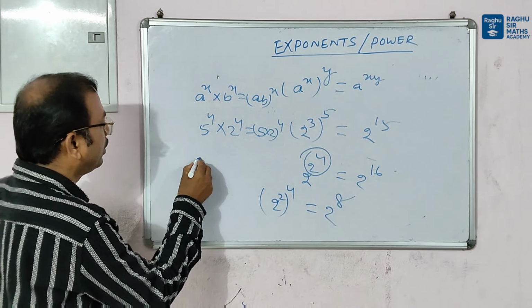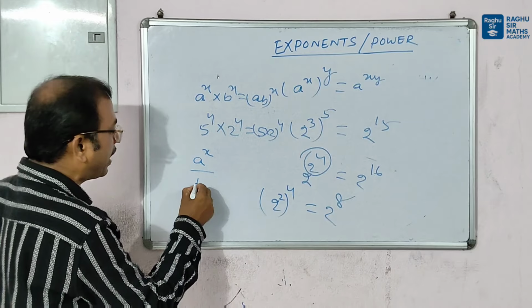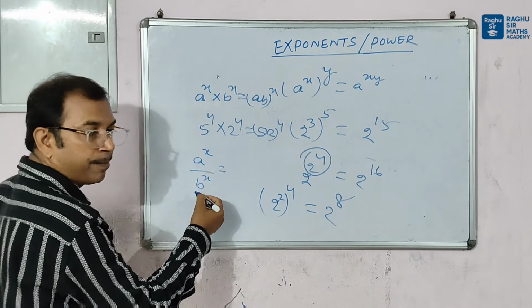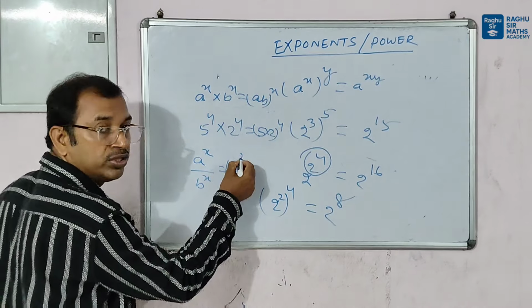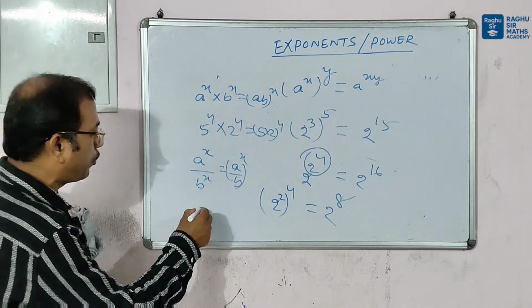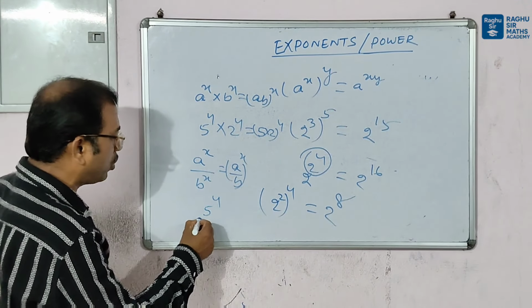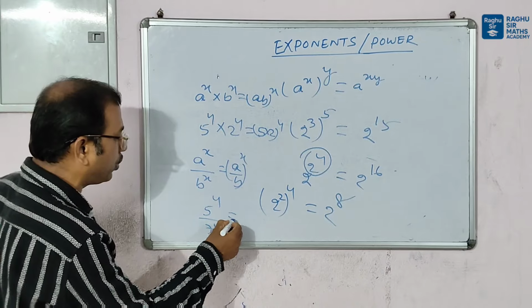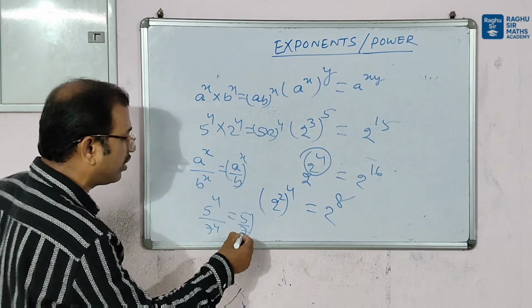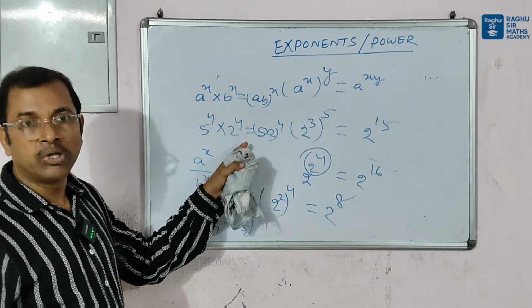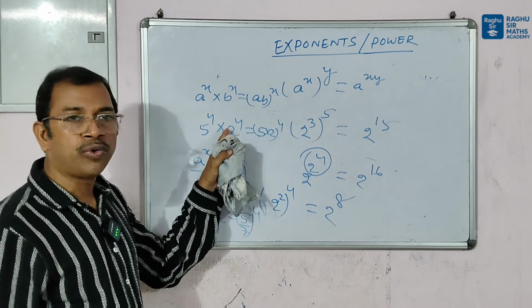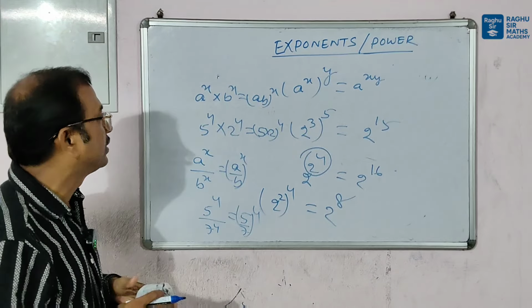Fifth rule, a to the power x by b to the power x. If the same power is there, we can divide: a by b to the power x. Suppose 5 to the power 4 divided by 7 to the power 4, we can write 5 by 7 to the power 4. Okay, so these are laws you have to remember. Using these laws we can do a lot of problems.